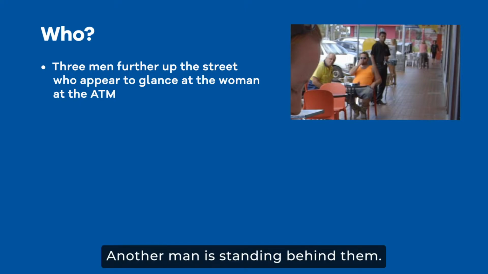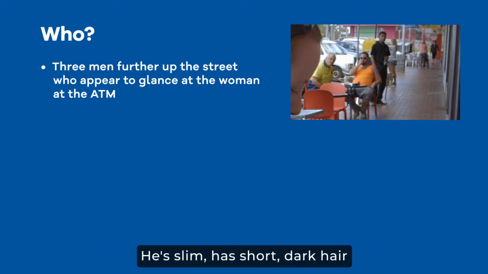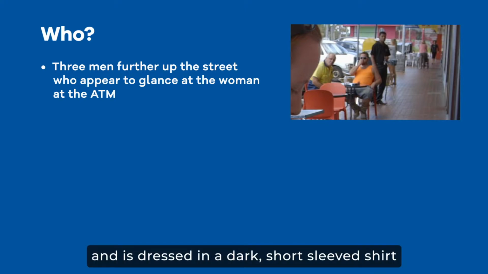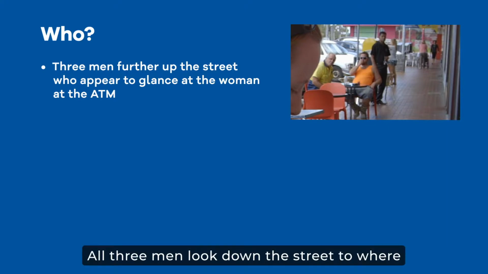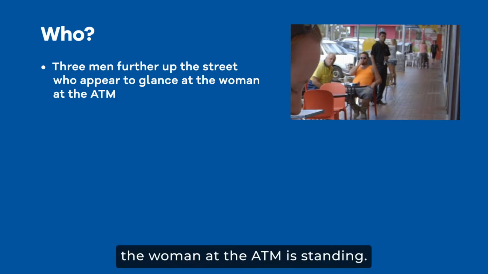Another man is standing behind them. He is slim, has short dark hair and is dressed in a dark, short-sleeved shirt and dark pants. All three men look down the street to where the woman at the ATM is standing.